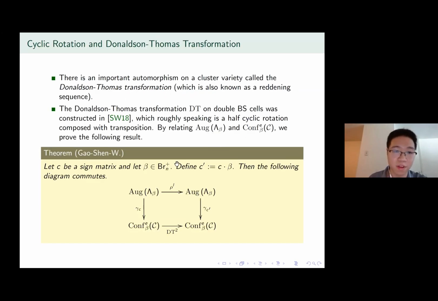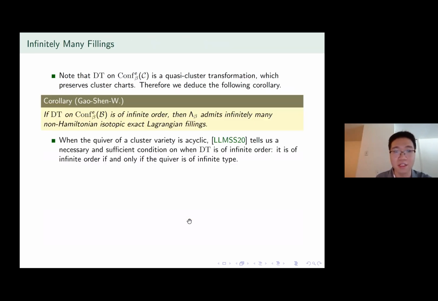So the important theorem is the following. For any Cartan matrix and any positive braid, you take the result of acting on C by beta, and then we have the following commutative diagram. You have the square root of the Donaldson-Thomas transformation at the bottom, and the rotation on top, and they commute. Using this, if your DT is of infinite order, then we can construct infinitely many non-Hamiltonian isotopic fillings. So this answers our earlier question.